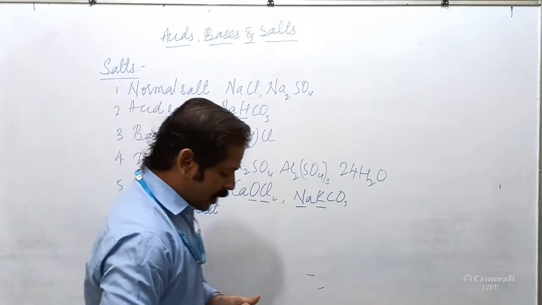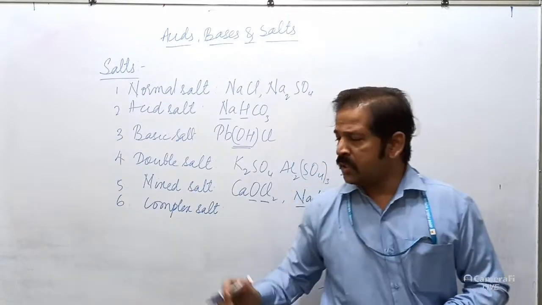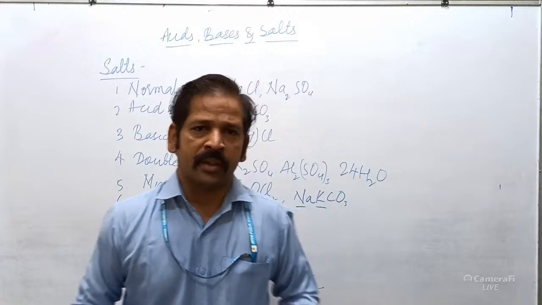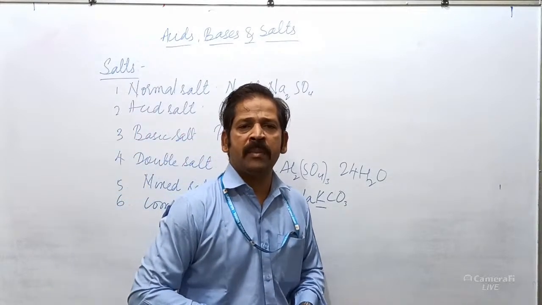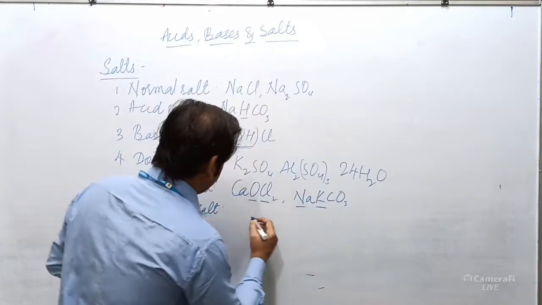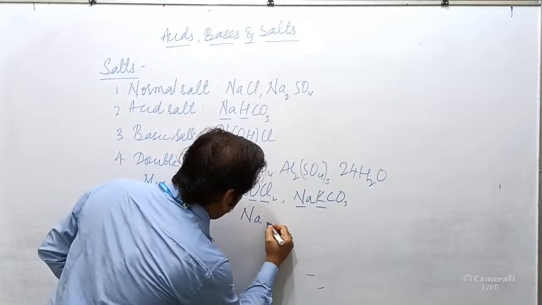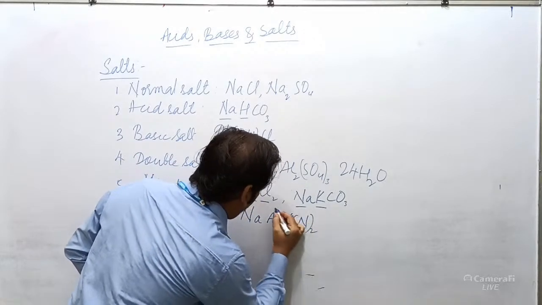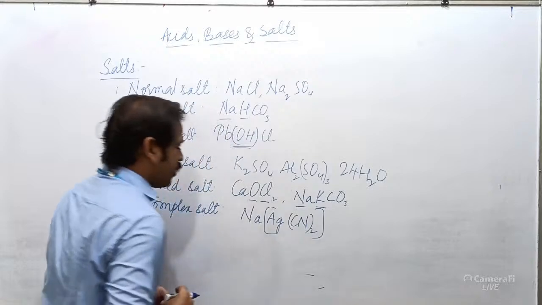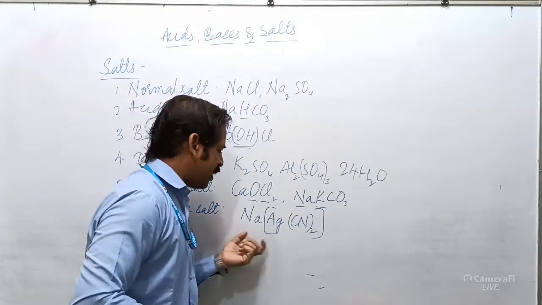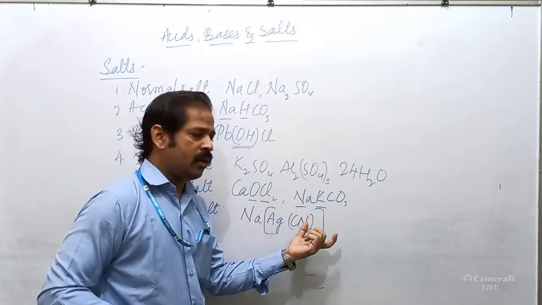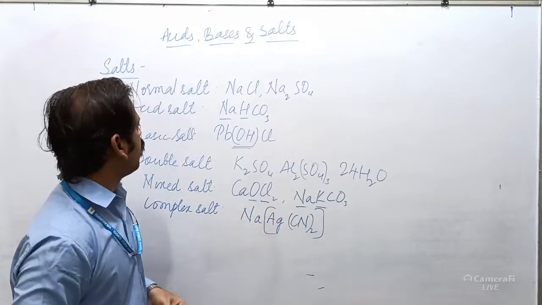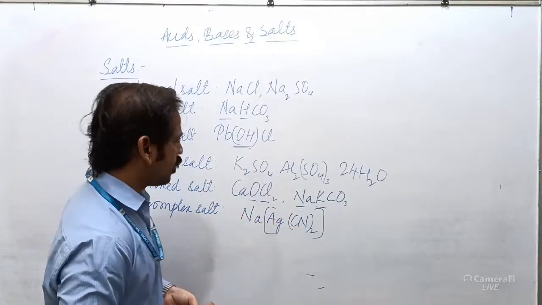This complex salt is formed from a simple ion and a complex ion. The example is sodium argentocyanide. Sodium is a simple ion and argentocyanide is a complex ion. By combining both the simple and complex ion, we get a complex salt. These are the 6 salts.